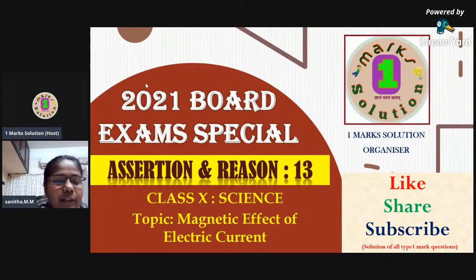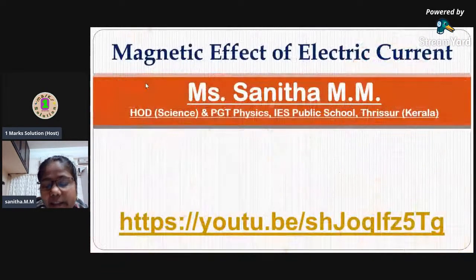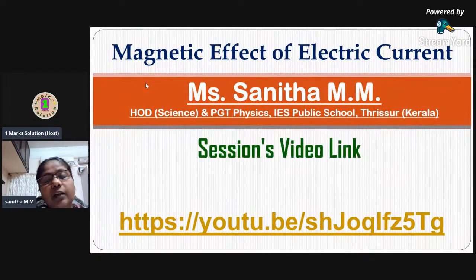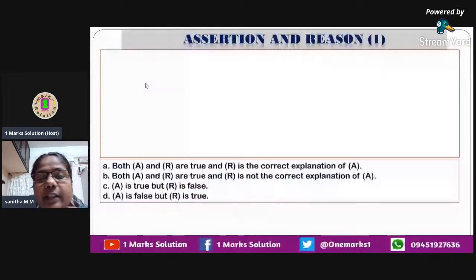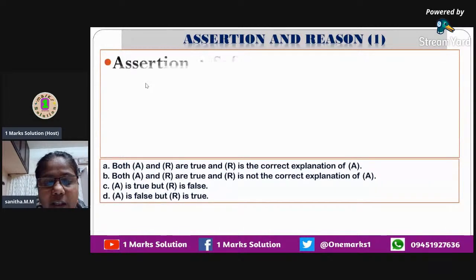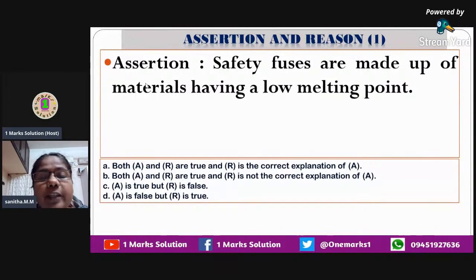Now, let us start with Magnetic Effects of Electric Current, Chapter 13. We'll go for Assertion and Reason. Electric current, I told you, is very important. Like that, we can say the effects of electric current also are important. So, let us start with the effects of electric current. The first one is magnetic effect, and you know that, isn't it? First observed by Oersted. From Oersted's experiment only we got that a magnetic field is produced due to a current carrying conductor.